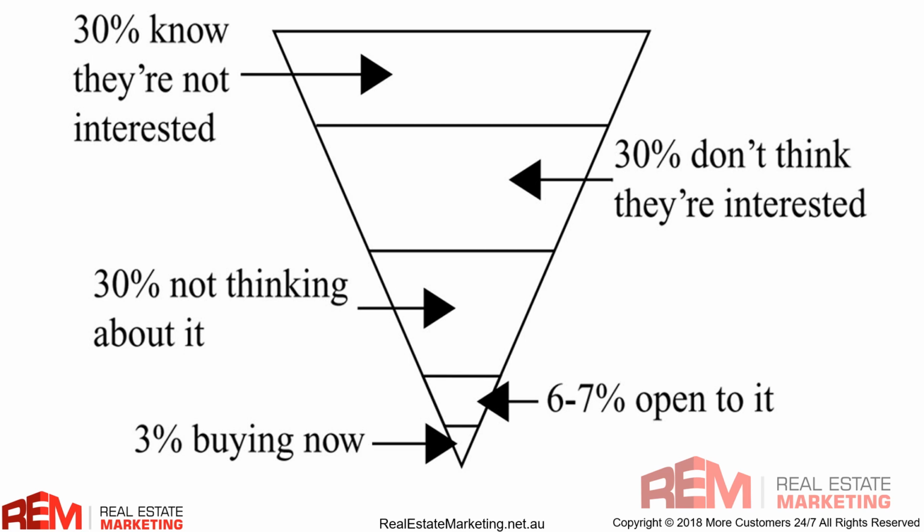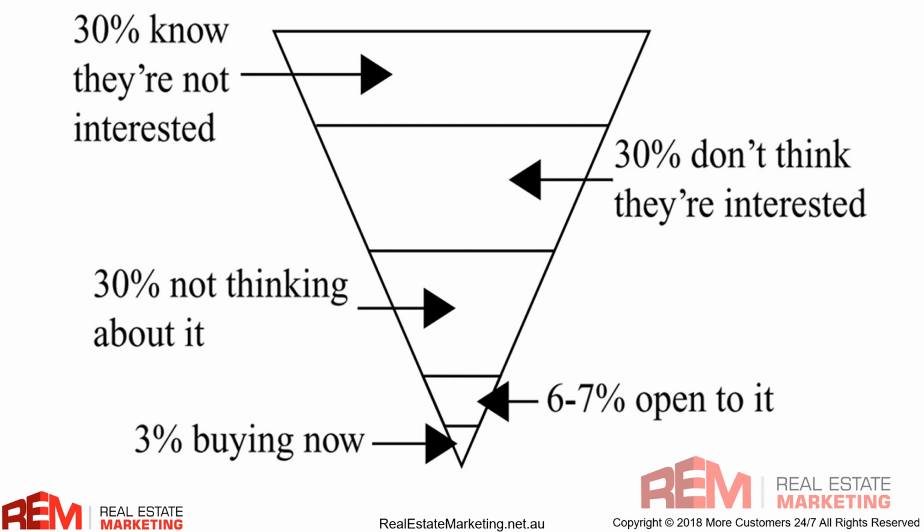Then we're left with 30% who are definitely, absolutely not interested. These guys and girls at the top, and we all know plenty of those. They just aren't thinking about it. You can ignore them pretty well. So from there, we're left with 30% that are not thinking about it. They're not for it, they're not against it, they're just not thinking about it right now. And then the remaining 30% that don't think they're interested.